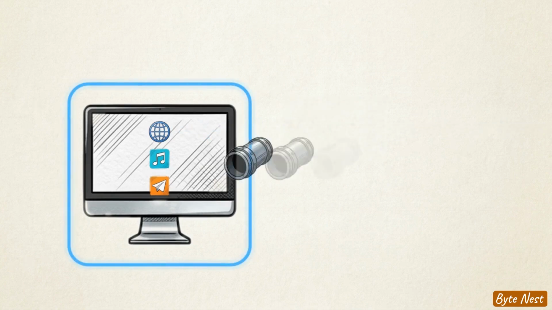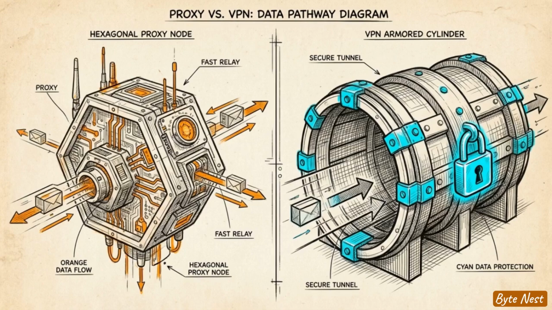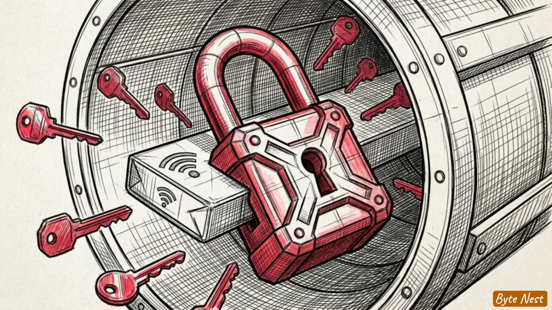A VPN handles the entire device's connection. It wraps all your internet traffic in heavy encryption, which is a way of scrambling your data so nobody else can read it. It acts like a secure, armored tunnel for every single app on your computer at once. The trade-off comes down to how much work the middleman has to do. Since a proxy is just a simple relay, it stays fast. But a VPN has to do the heavy lifting of scrambling and unscrambling every piece of data, which can slow your internet connection down.